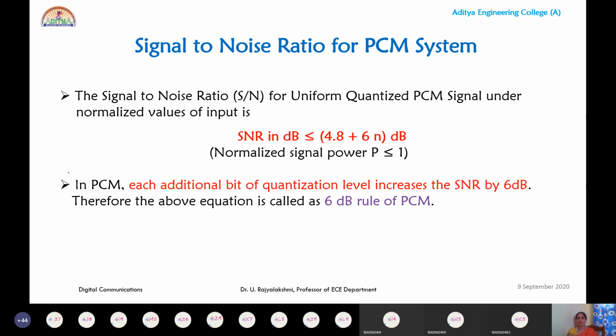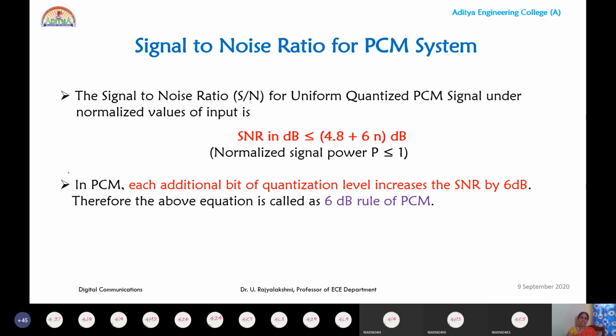What is the 6 dB rule of PCM? If you are increasing 1 bit, each additional bit of quantization level increases the SNR by 6 decibels. For example, if n is equal to 1, the SNR will be 4.8 plus 6. If n changes to 2, you are increasing the n value by 1, so 6 into 2 will be 12, so 12 plus 4.8. When compared to the past value, we see the SNR increases by 6 decibels. So each additional bit of quantization level increases the SNR by 6 decibels.